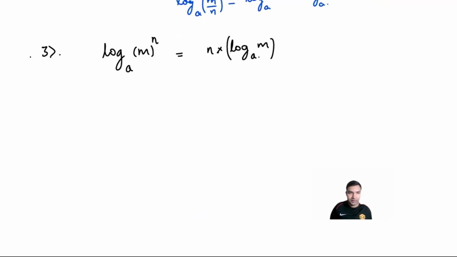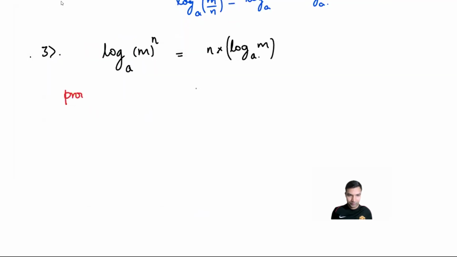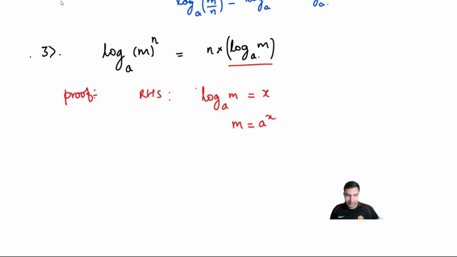Okay, now let's see the proof of it. So how the proof goes, let's see here. So now let's assume that from the RHS part, this guy is equal to some x. Log of m to base a is some value x. Okay, let's assume that this is equal to x. Now, how do I write the exponential form of this? I can write m is equal to a to the power x, isn't it? Can we write like this?